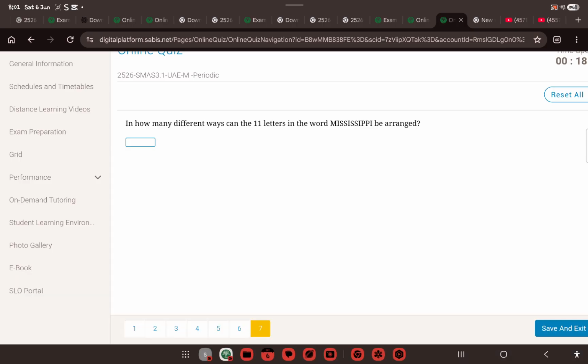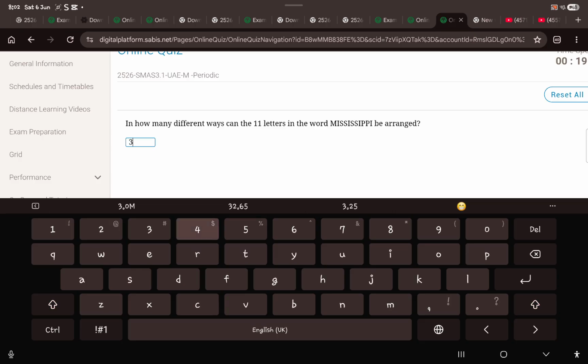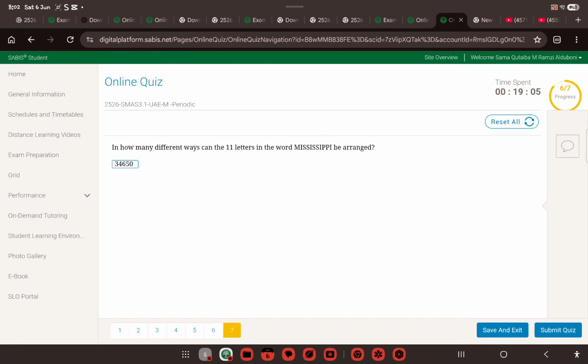And how many different ways can the 11 letters in the word Mississippi be arranged? There are 4 repeating I's, 4 S's, and 2 P's. So we can do 11 factorial divided by 4 factorial times 4 factorial times 2 factorial. We should get 34650.